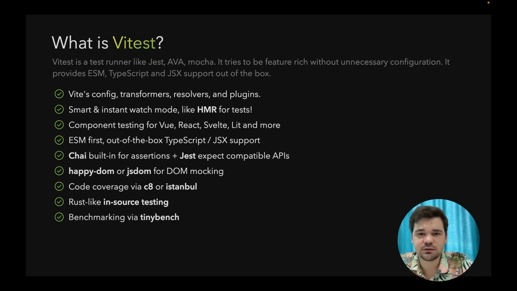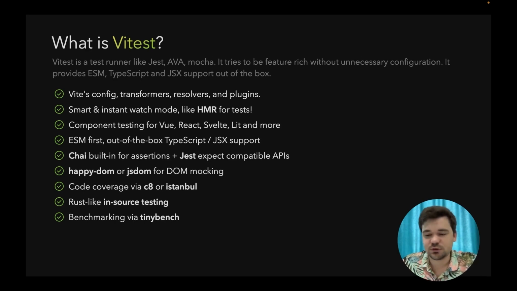Vitest was originally developed as an alternative to Jest for Vite applications because Jest didn't have support for asynchronous transforms and many of Vite's API. It's built on top of Vite Node package, which is a Node.js runtime that uses Vite to transform files before running it. But right now, Vitest is a fully fledged test runner like Jest, Ava, Tap, Mocha, or any other test runner. It tries to be feature-rich without unnecessary configuration. It provides ESM, TypeScript, and JSX support out of the box, thanks to Vite.